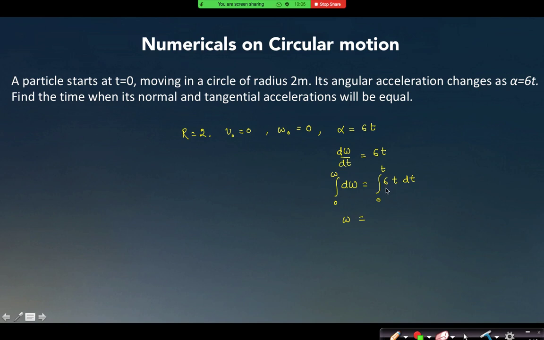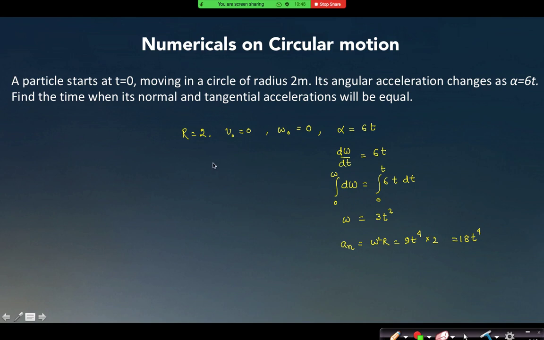What will you get here? 6t dt is 6t square by 2, right? So what is the answer? Yes, 3t square. So 3t square is the omega after time t. If I know omega, what is the normal acceleration? Do I know any relation between omega and normal acceleration? Omega square r. So that is 9t power 4 into r, which is 2. So that is 18t power 4.